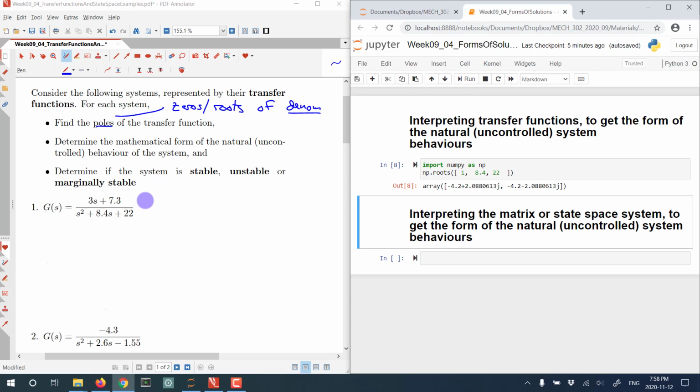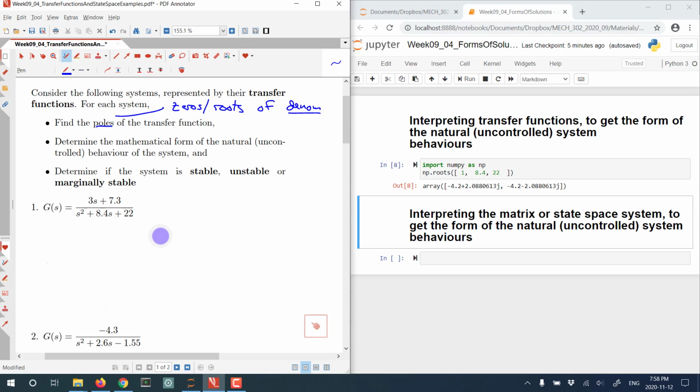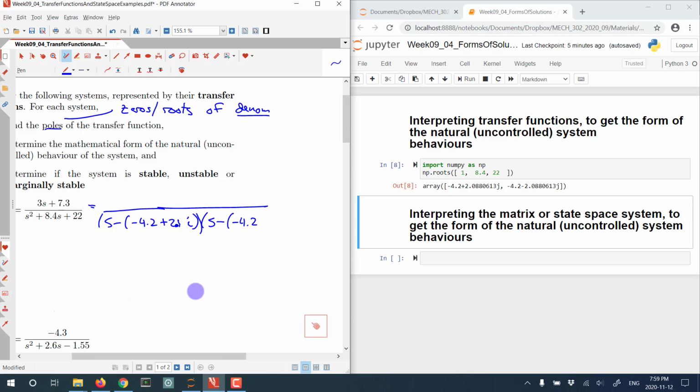So two ways to look at this. If we go back to here, we can expand this. And remember that if we find a root, that's the same as saying that s minus that value is a factor. We're going to round this to 1 decimal, 2.1, and we're going to call it i. And put brackets all the way around that, and s minus 4.2 minus 2.1 i's, and the numerator would not change.